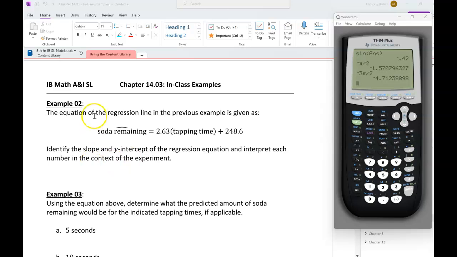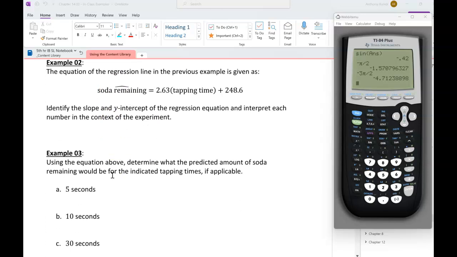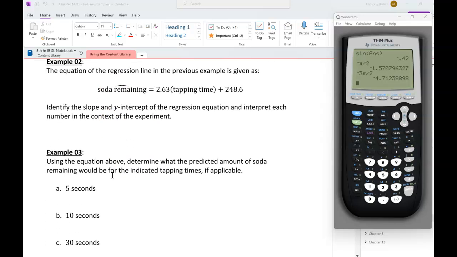Example 2: the equation of the regression line in the previous example is given below. Identify the slope and y-intercept of the regression equation and interpret each number in the context of the experiment. Who wants to do this one? Can tell us the slope and y-intercept and what they mean in the context of the experiment.